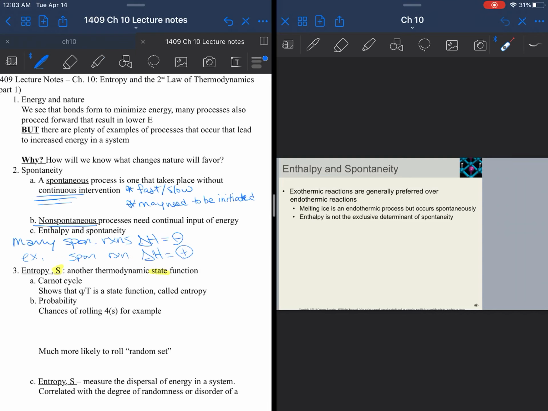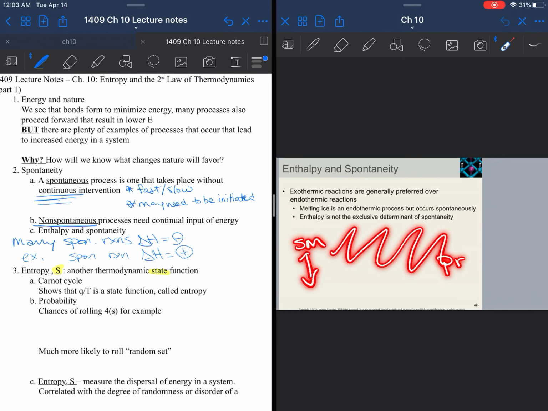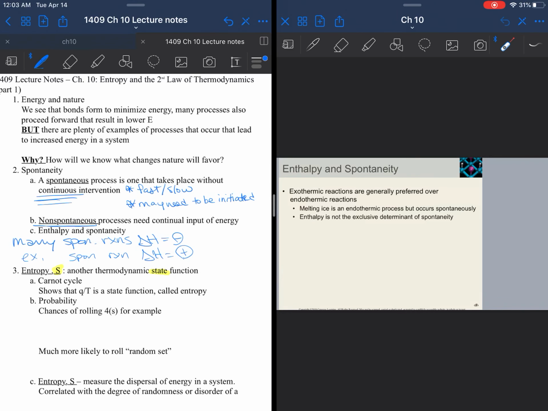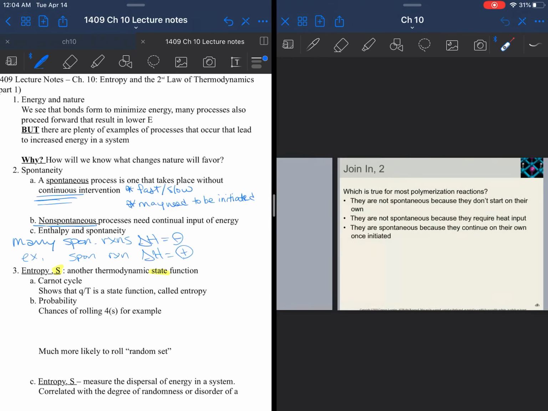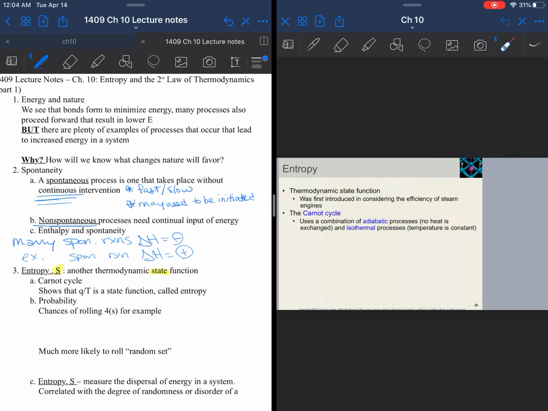Entropy is going to be abbreviated with the capital S, right? So enthalpy is H, entropy is S. This is another thermodynamic state function, right? Meaning that, if we have starting materials and products, no matter what path we take to get there, that change in entropy is not going to be dependent on the path. It's just going to be dependent on the final state, right? Just like we saw with enthalpy.